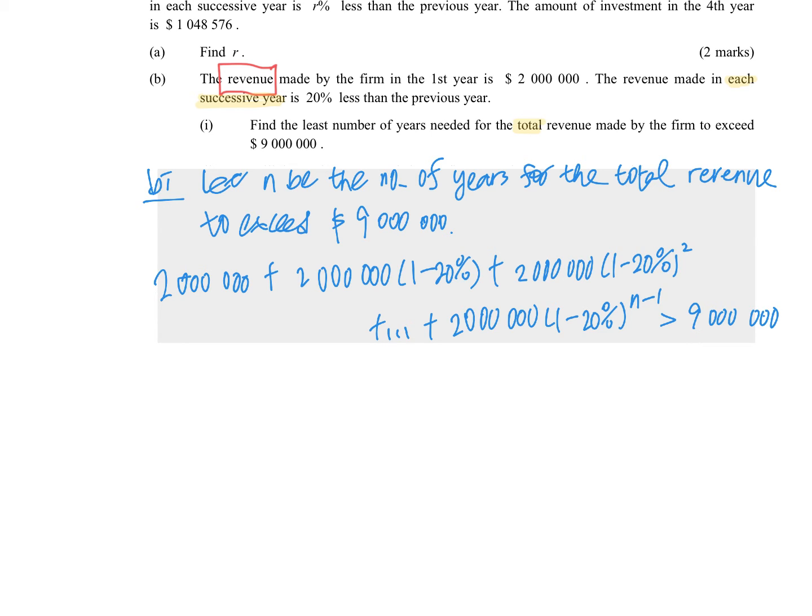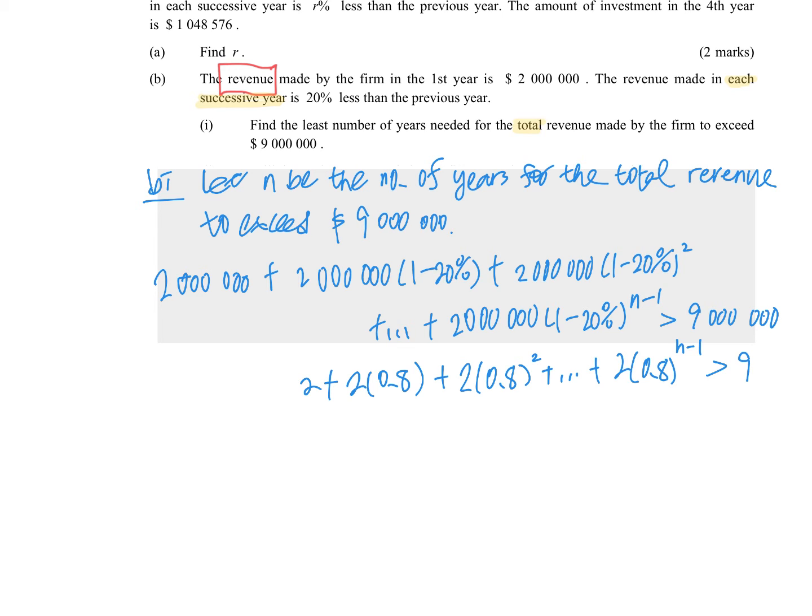Now, in the next step, I want to simplify the inequality. By canceling the zeros on both sides, I divide both sides by 1 million. On the other hand, I rewrite 1 minus 20% as 0.8. So the inequality becomes 2 plus 2 times 0.8 plus 2 times 0.8 squared, plus dot dot dot up to 2 times 0.8 to the power of n minus 1, bigger than 9.